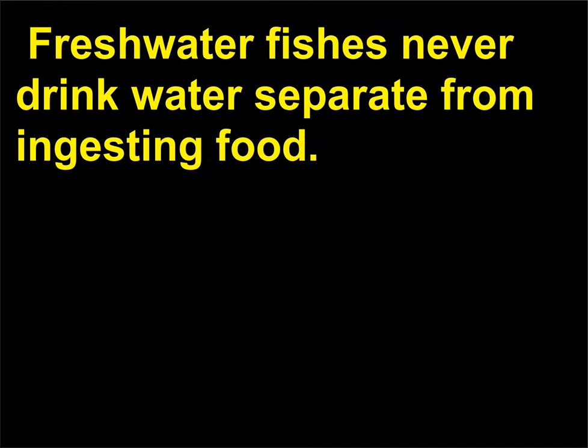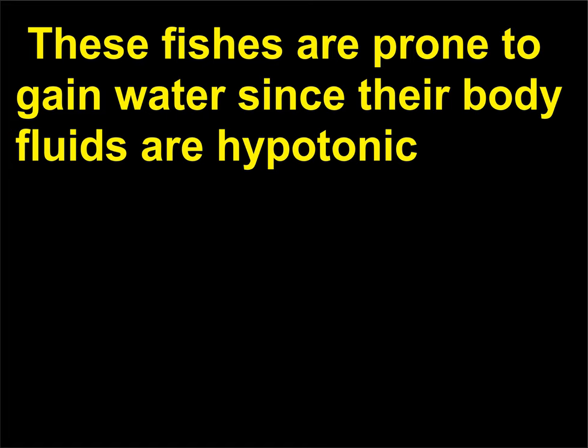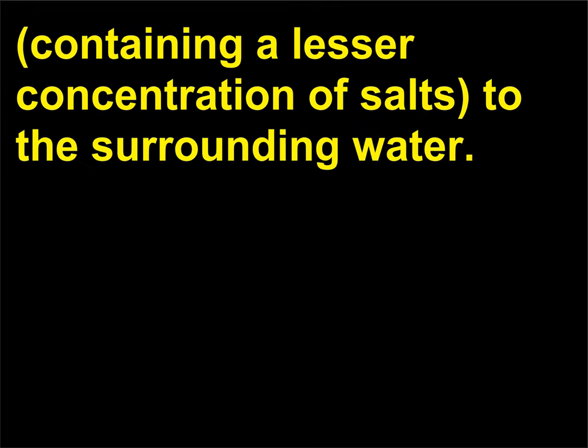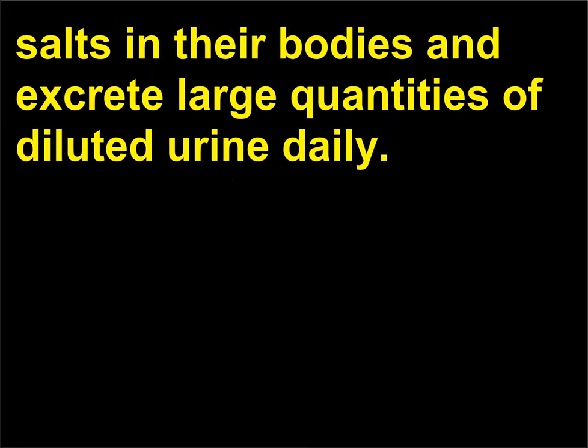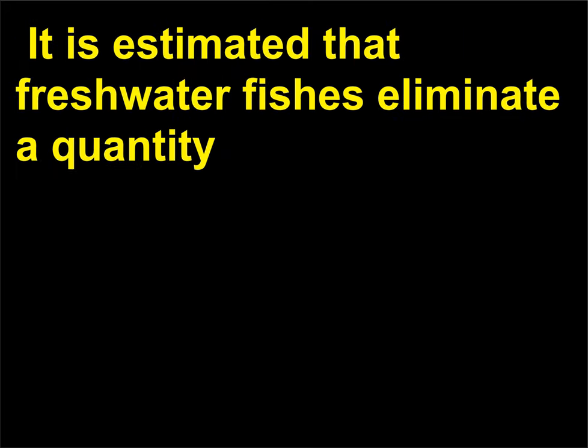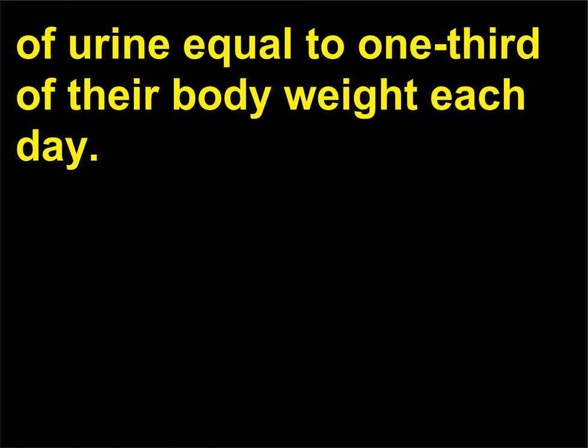Freshwater fishes never drink water separate from ingesting food. These fishes are prone to gain water since their body fluids are hypotonic, containing a lesser concentration of salts, to the surrounding water. They imbibe water through their gills to maintain the correct balance of salts in their bodies and excrete large quantities of diluted urine daily. It is estimated that freshwater fishes eliminate a quantity of urine equal to 1/3 of their body weight each day.